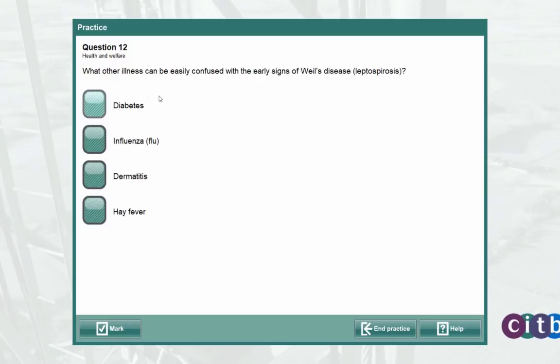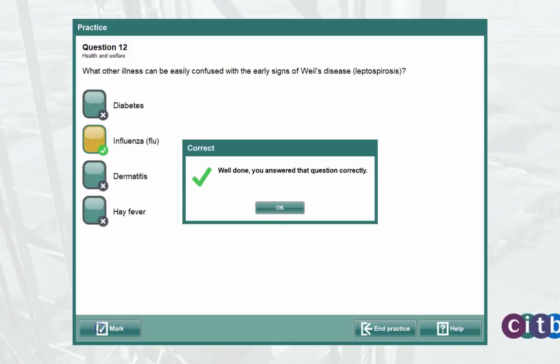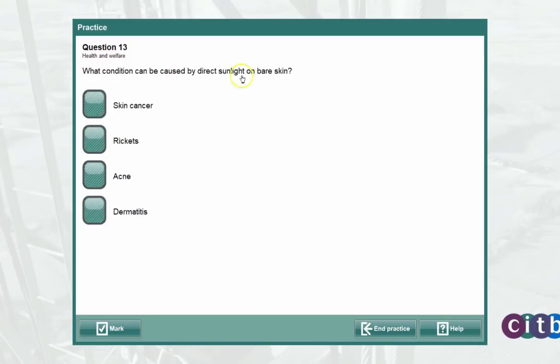What other illness can be easily confused with the early signs of Weil's disease, leptospirosis? Diabetes, influenza, flu, dermatitis, hay fever. What condition can be caused by direct sunlight on bare skin? Skin cancer, rickets, acne, dermatitis.